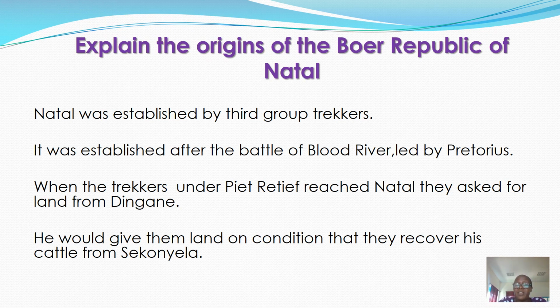Natal was established by the third group of trekkers and was established after the Battle of Blood River led by Pretorius. Remember, when we were looking at the course of the Great Trek, we noted when these third group trekkers under Piet Retief reached Zululand, that is the Natal area, they asked for land from Dingane. Dingane was the king of the Zulu then, and he promised them that he would give them land on condition that they recover his cattle from Sekonyela, the leader of the Tlokwa people.